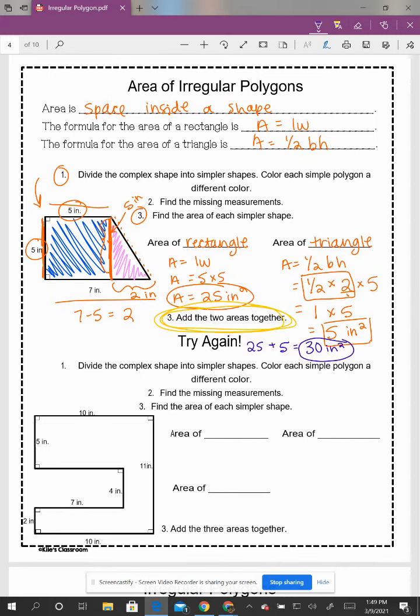Let's look down here. We're going to start with the same steps. Step number 1 says divide the shape or the complex shape into simpler shapes. You can divide that into 3 rectangles with 2 simple lines, and they want us to color those as well. So you may choose any 3 colors. It just helps to keep all of them separate.